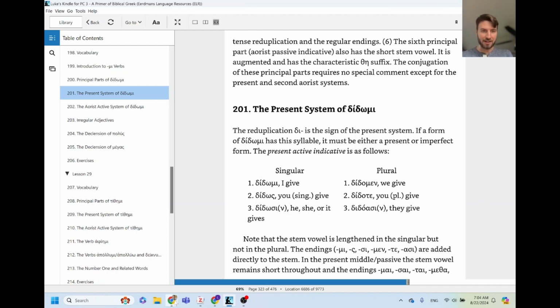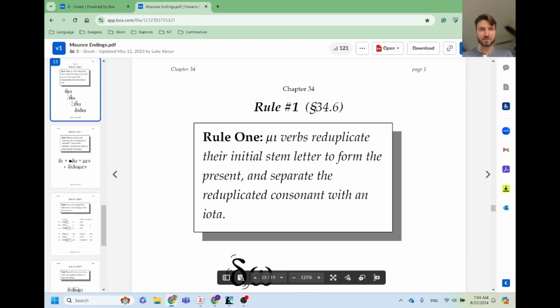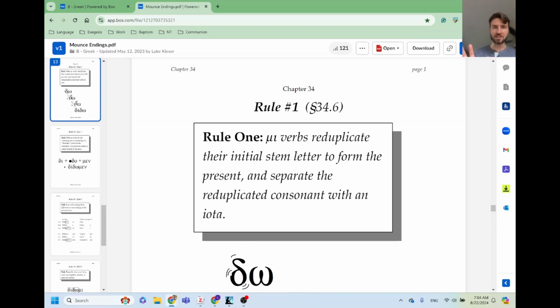Bill Mounce has a Greek textbook, and he gives five rules of mi verbs, and I find these helpful. So we're going to go over Bill Mounce's five rules, and these can help us have some foundations for when we're looking at mi verbs. So rule 1, this is significant.